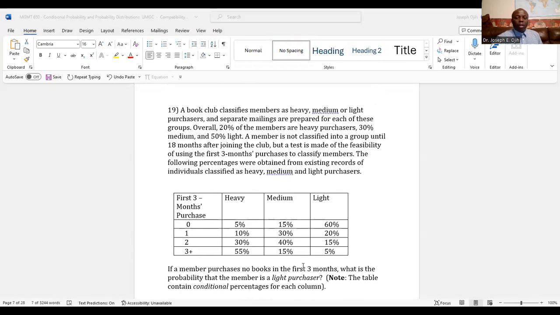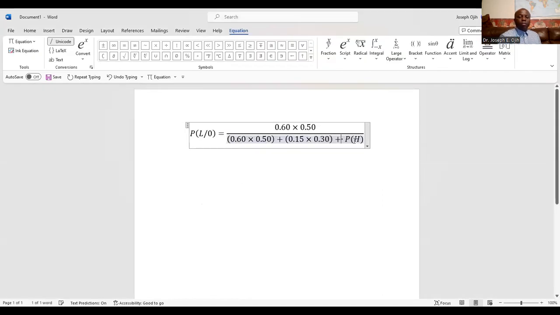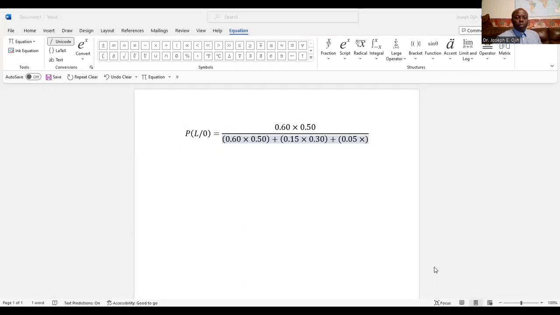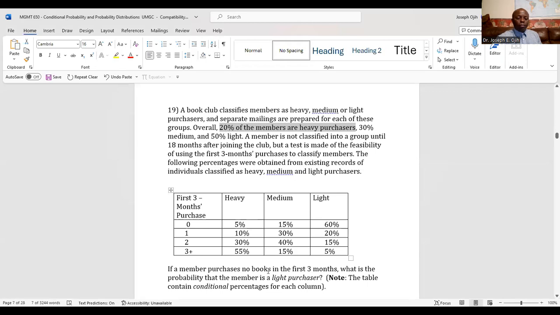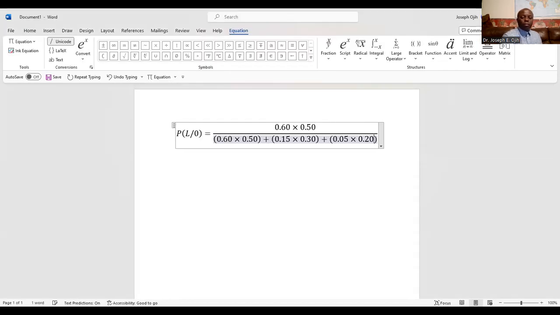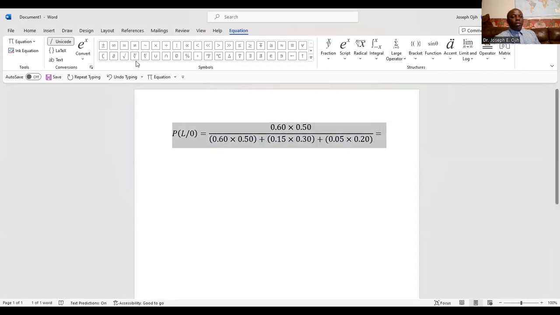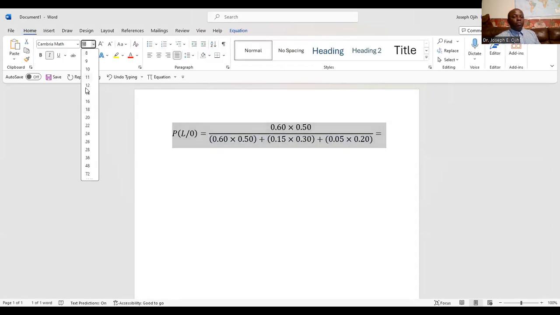So you have 0.05 times the heavy purchasers, the probability they give us for that is 20%, which is 0.20. So that will give us the answer that we get from now. Let me make it 16 so that we can have enough room for the answer.